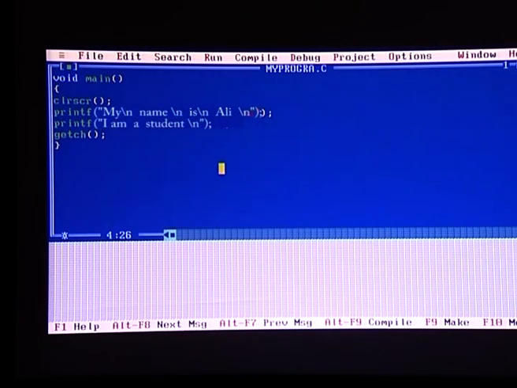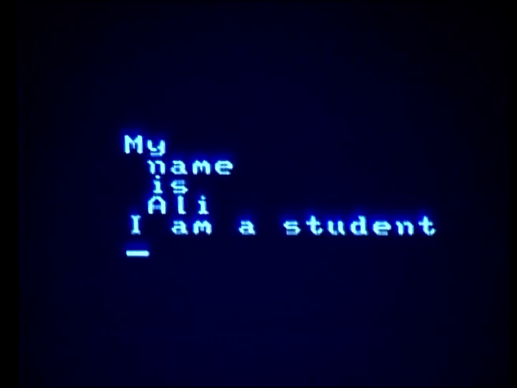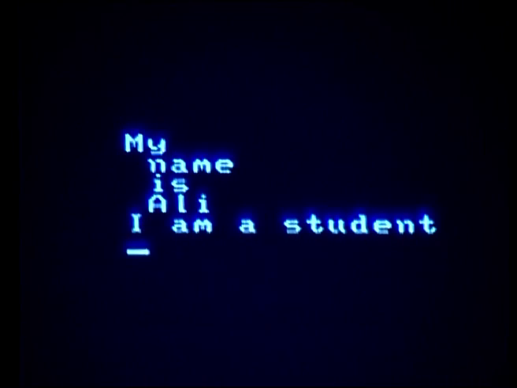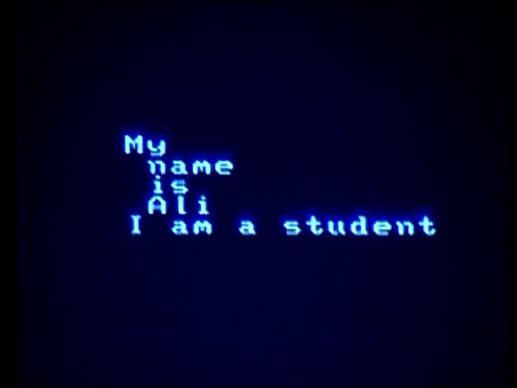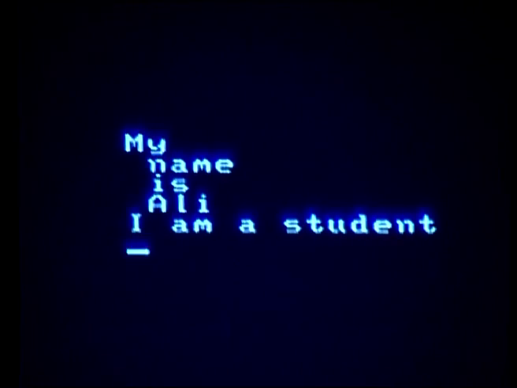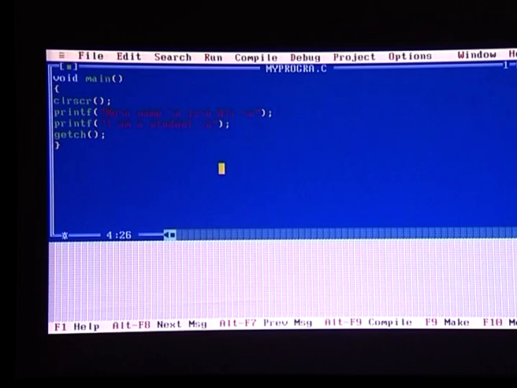Now you will see in the output that my is displayed, then the line is changed by backslash n, then name is displayed, then the line is changed by backslash n, and then Ali is displayed, and then the line is changed. So you should remember that you might use backslash n anywhere inside double quotes. Wherever you put the backslash escape sequence, the line will be changed over there.